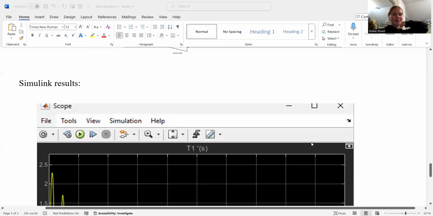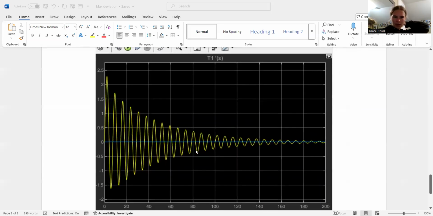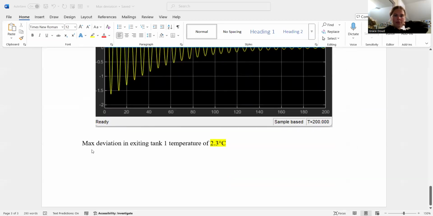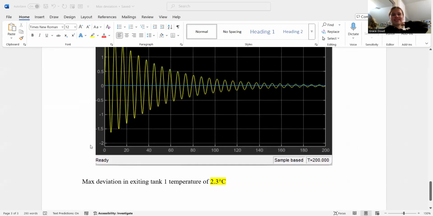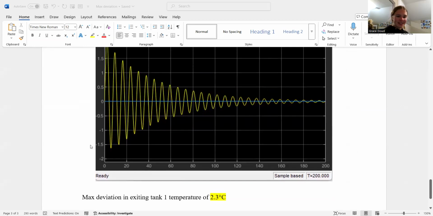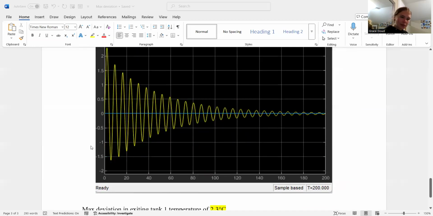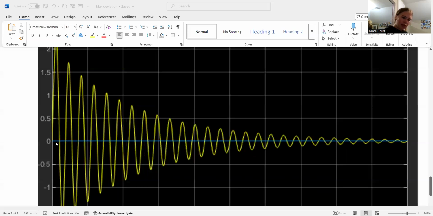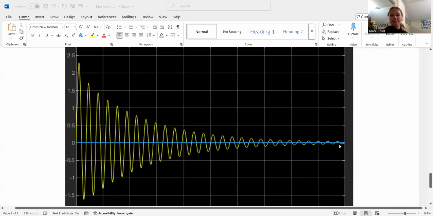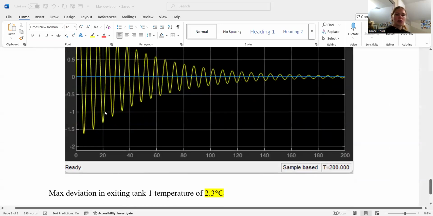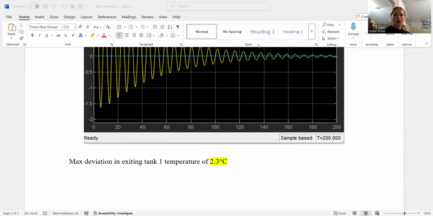And then from the scope, I was able to get these results. So with the step, when we did a step input of 10 degrees, the deviation in the exiting tank 1 temperature, as you can see, it was at most, I mean, because I didn't add in the steady state, the most it went up to was 2.3, so it was 2.3 degrees C.